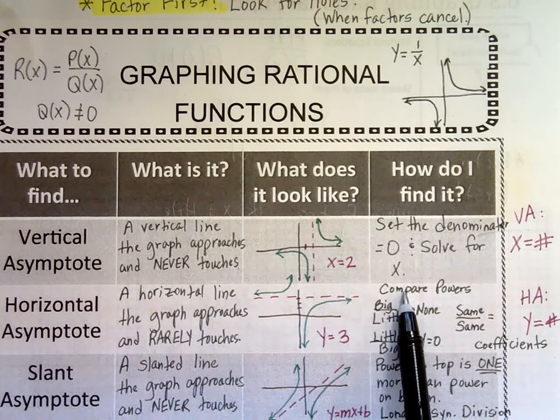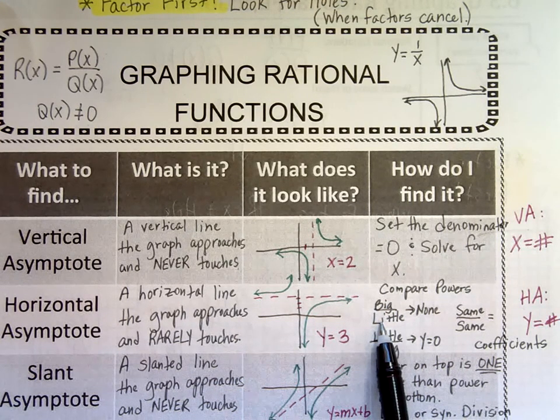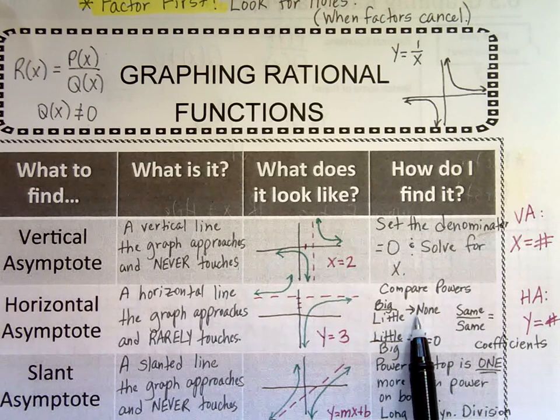Well, the deal is you compare the powers. Now, there are 3 situations that could happen when you compare the powers. You have the bigger power on top and the smaller power on the bottom. I'm talking about the highest power, the degree of the numerator versus the degree of the denominator. So if you have the bigger power on top and the littler power on the bottom, there are none. There's no horizontal asymptote. I mean, think about it. If you had x cubed over x squared, you get an x, and he's just an x. Like, there's no issue with that.